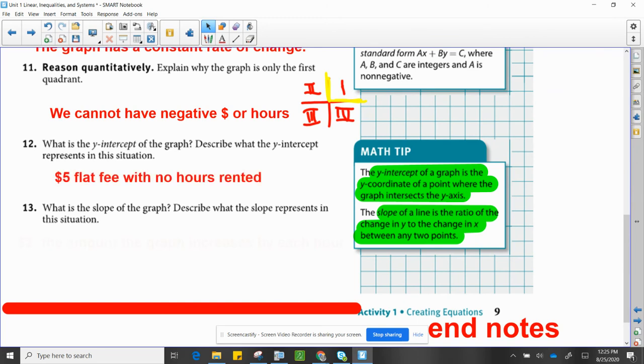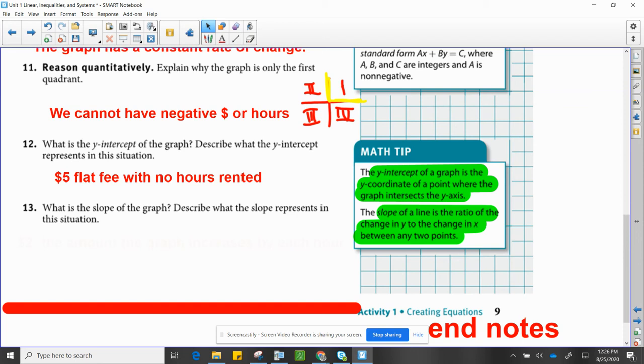Okay, so the $5 is our y-intercept. That's where it crosses the y-axis. And that represents our flat fee. So if you didn't rent the tube for any hours, you would still have to pay that flat fee of $5 because no matter how many hours you ride the tubes for, you still have to pay the $5.